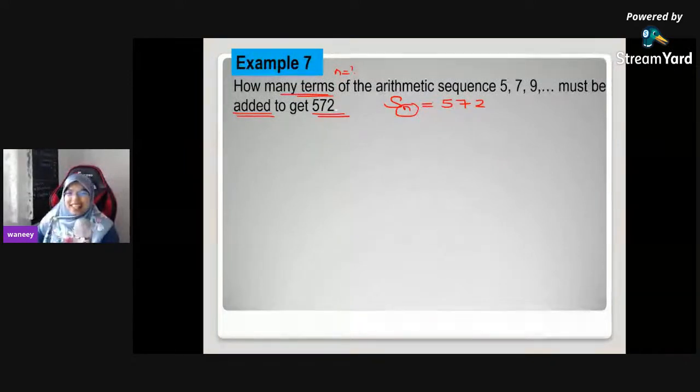Okay, so now Sn is equal to 572. Please find out what is the value of n. So yang ni saya tunggulah sampai awak dapat jawapan. Tengok boleh dapat tak. Tadi saya bagi 5 minit kan. 5 minit jugalah. Tengok dapat ke tak. Kalau tak dapat kita boleh tambah masa kecederaan.